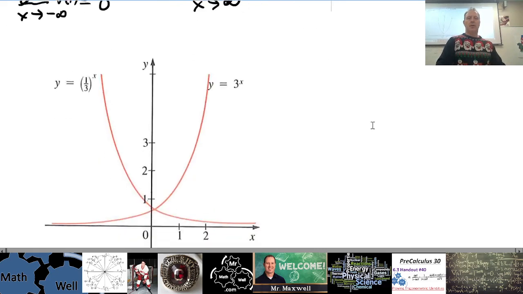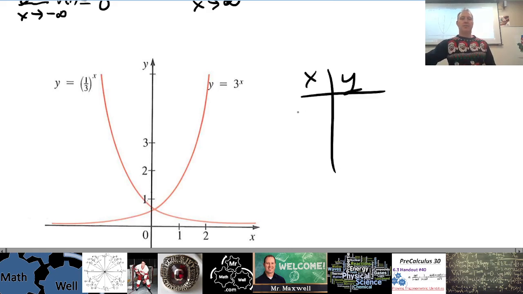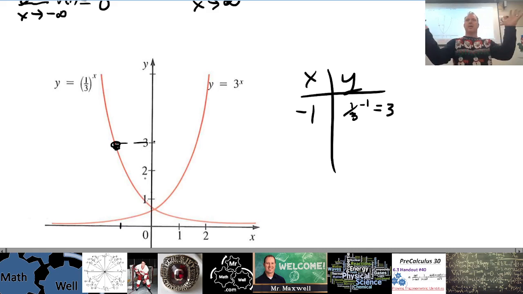All right, so what happens if the base is between 0 and 1? Well, then it flips over, right? You have your xy table, and if x is -1, then we have 1/3 to the -1, which flips that around to 3. So -1 goes up to 3 here. That's how that works. If you have a base that's between 0 and 1, it flips around. It's basically a reflection across the y-axis.